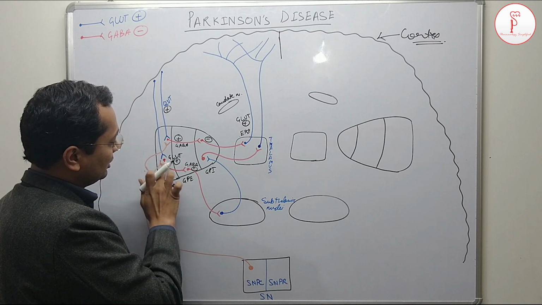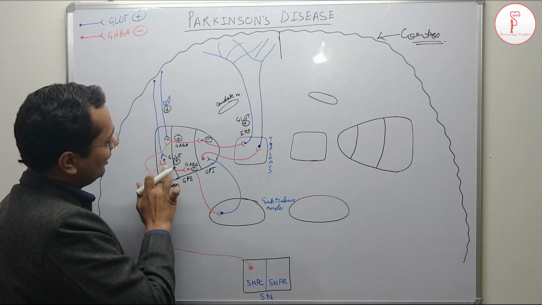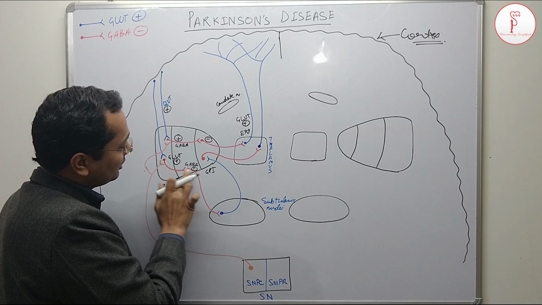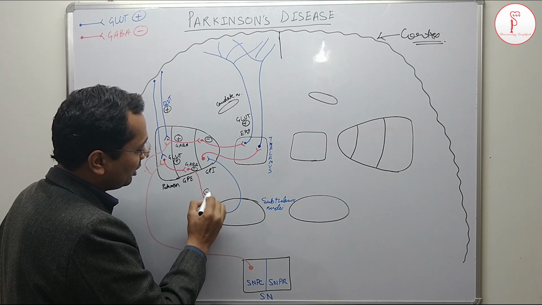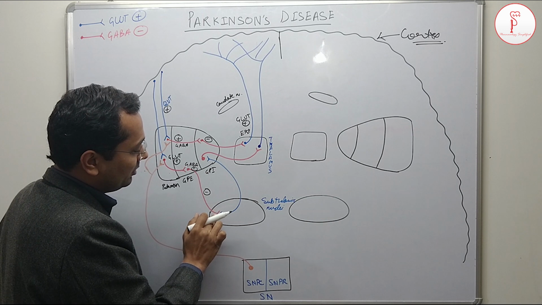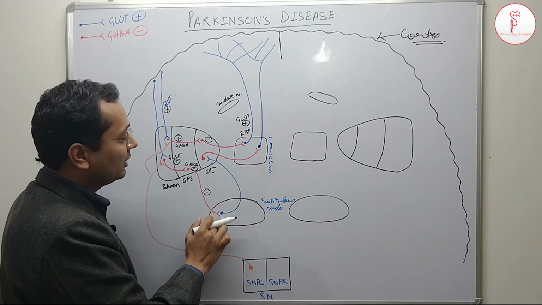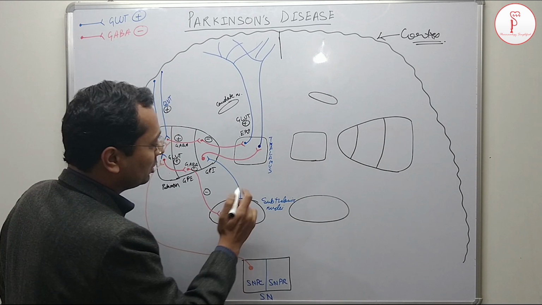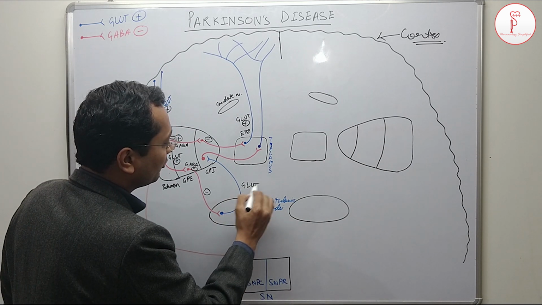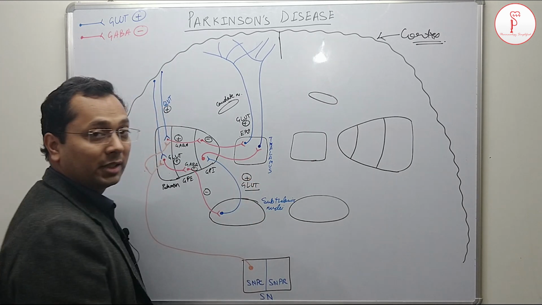When this neuron is excited, as a result this neuron will be inhibited because there is release of GABA. This neuron is inhibited, and then there will be no release of GABA, or very little release of GABA. And now what will happen? This is a glutaminergic neuron, so this neuron will be stimulated.